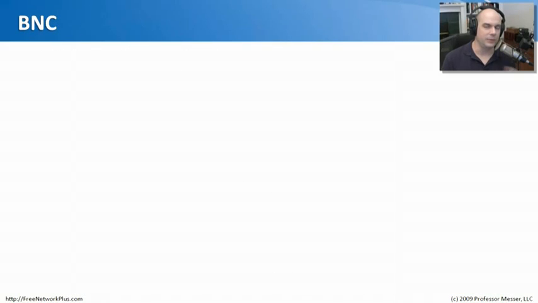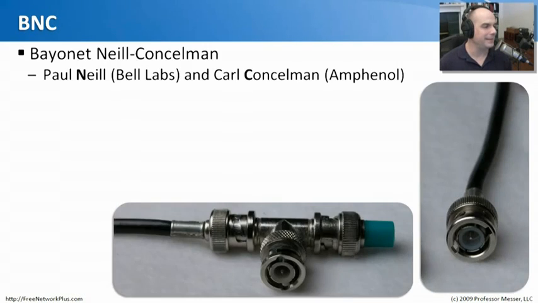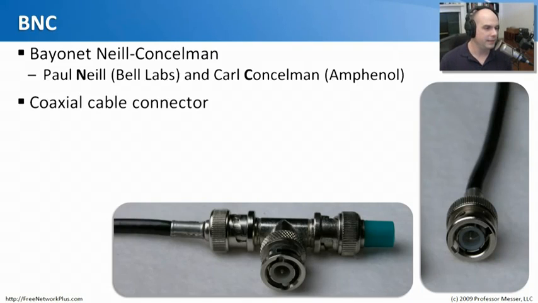Another network connector that's been around for quite some time is a BNC connector. This stands for Bayonet Neill-Concelman. That's a long term, which is probably why we always call it a BNC connector. It stands for Paul Neill, who was at Bell Labs, and Carl Concelman, who was at a company called Amphenol, and they came up with this connector type. It is a coax connector, so it fits onto an existing coax connection. What's nice about it is the bayonet type connection, which means it pushes on and you turn it, and it locks on when you do that.